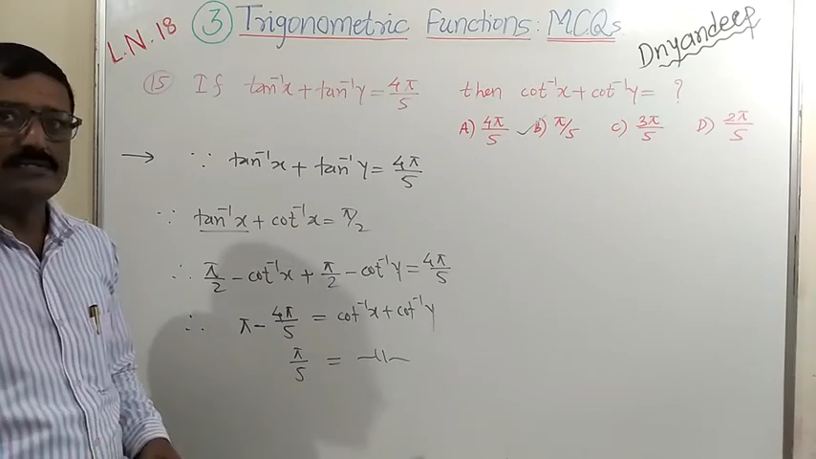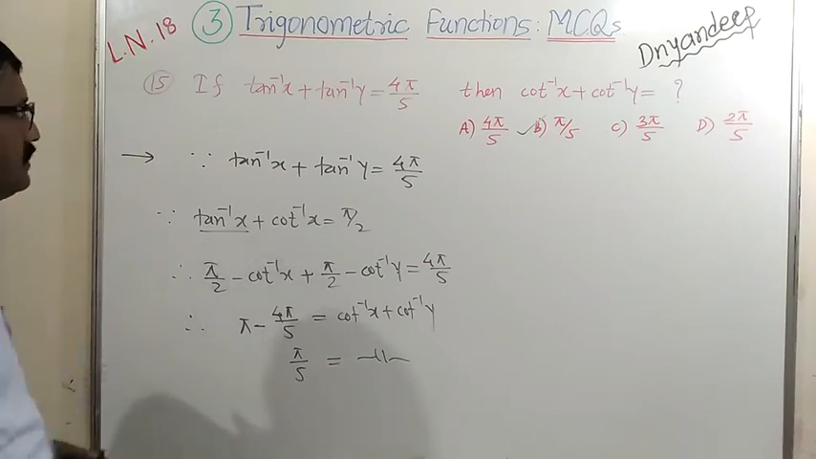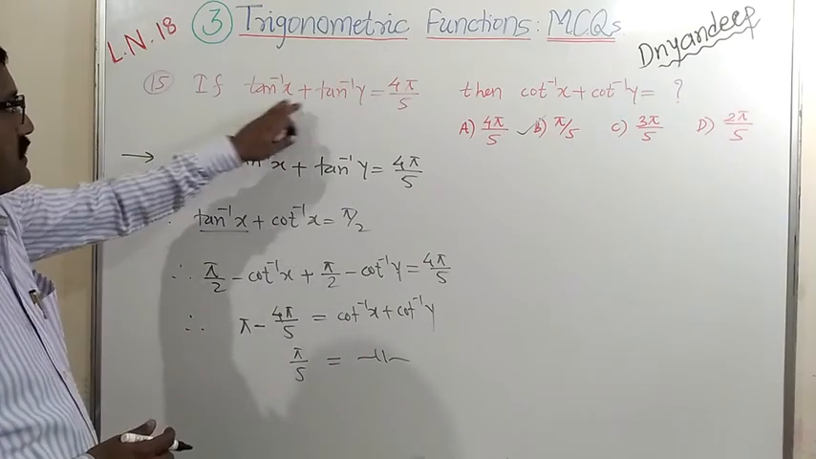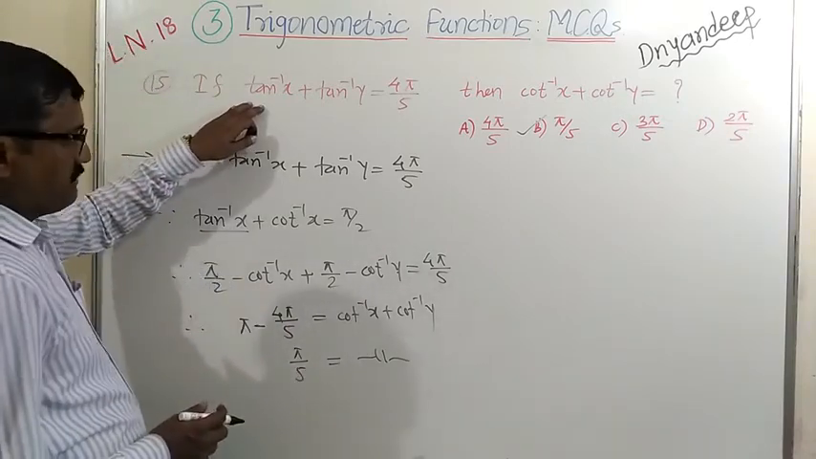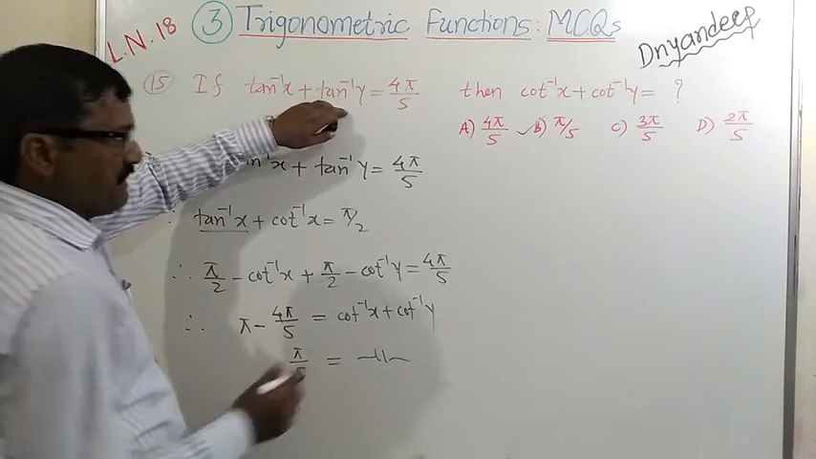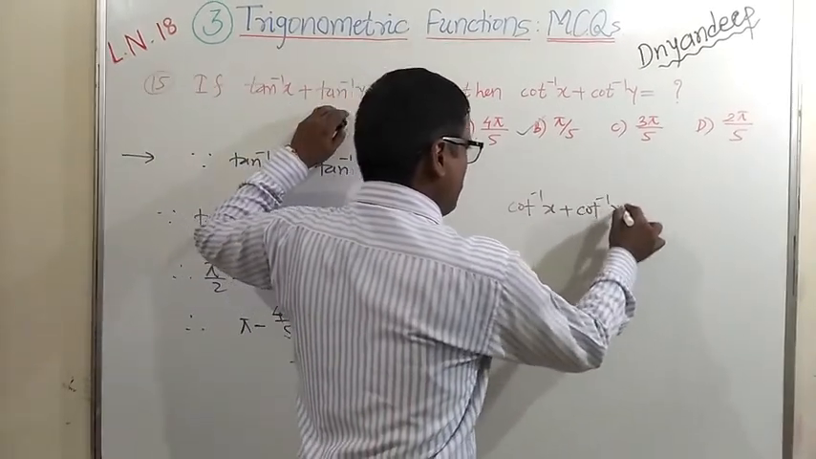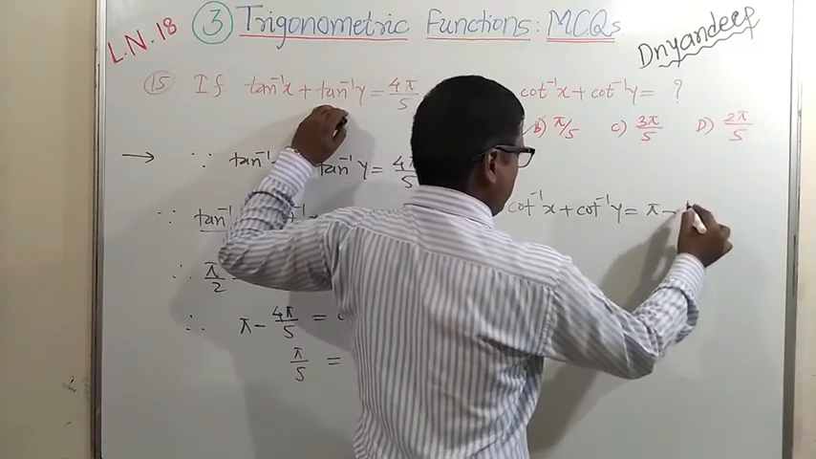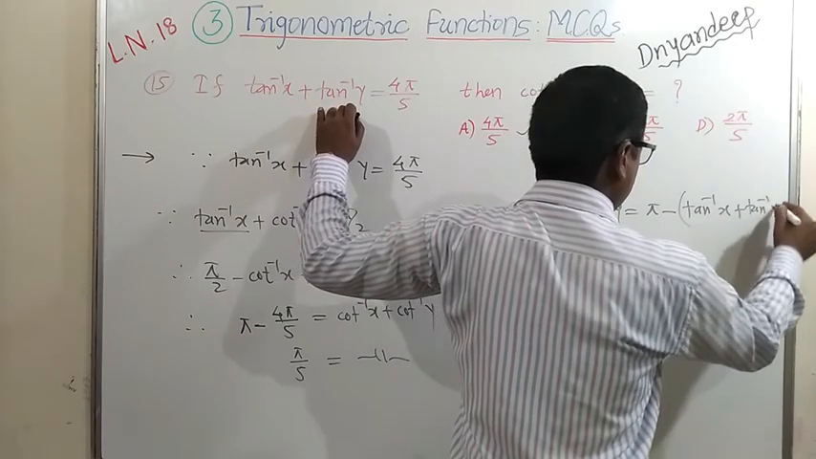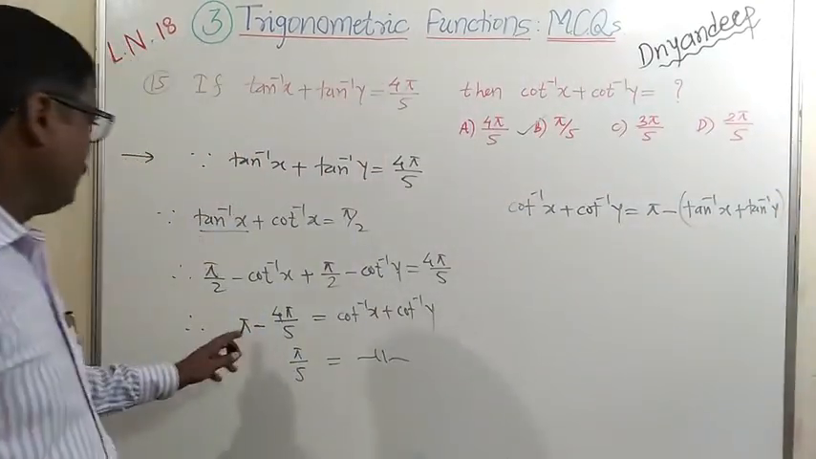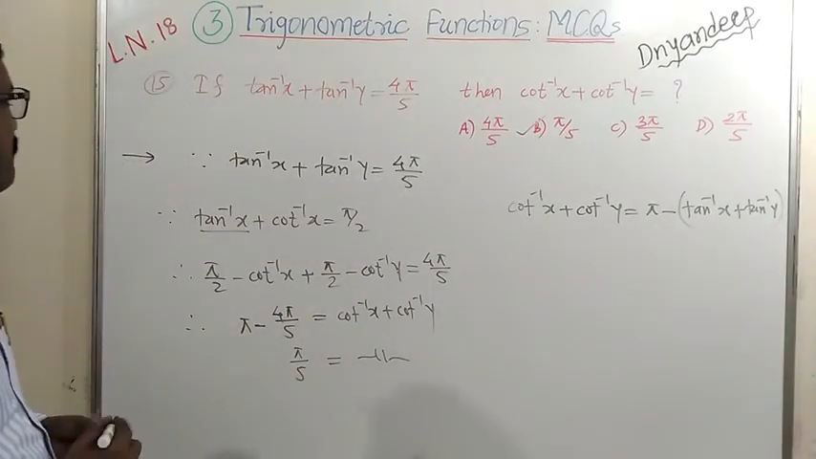Okay, within 2 steps we get the answer. Otherwise, remember this: cot inverse x plus cot inverse y is equal to pi minus tan inverse x plus tan inverse y. Directly you can remember this. So we get pi minus 4 pi by 5, that will be pi by 5. Okay.